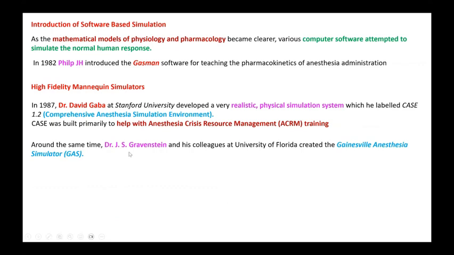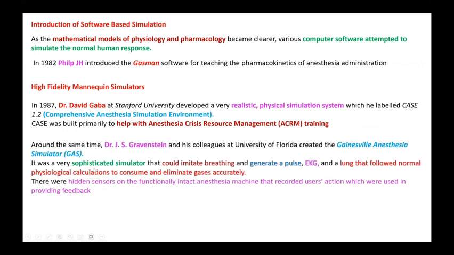And then there was one Dr. Gravenstein who created a Gainesville anesthesia simulator or GAS, and it was a very sophisticated simulator which could imitate breathing, generate a pulse, EKG, and lung that followed normal physiological calculation, consume and eliminate gases accurately. So all these things are possible. And there were hidden sensors to functionally interact with the anesthesia machine that recorded user action, which were used in providing feedback or the debriefing. So the simulators in use in the world today are updated versions of the above simulators.